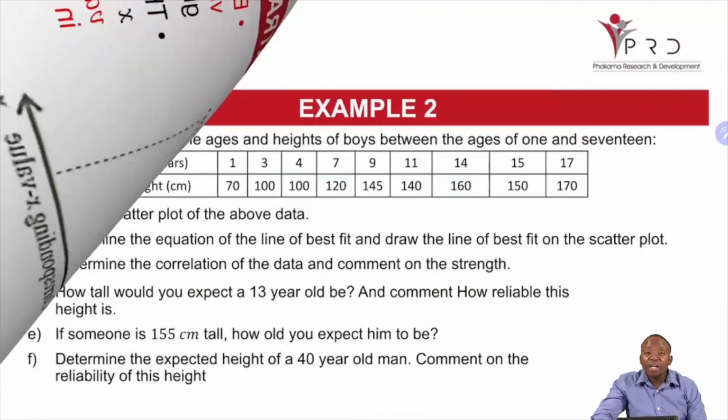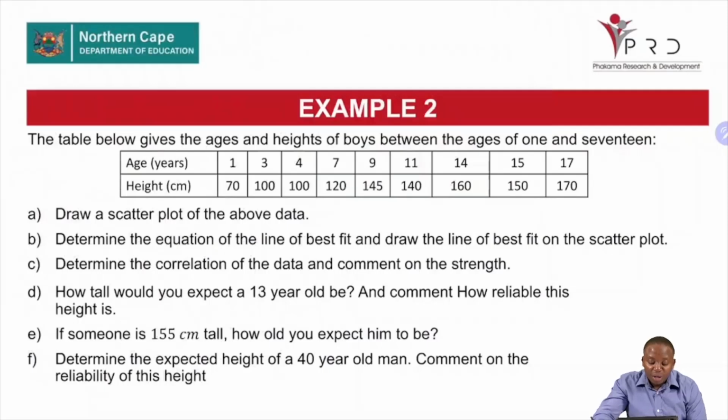Right. Now, let us look at example number 2. In example number 2, we are told that the table below gives the height of boys between the ages of 1 and 17. So age in years is x, and this is our y. Age in years is 1 to 17 there. Our height, which is on the y-axis, will be from 70 to 170 there. So those are the values that we have there.